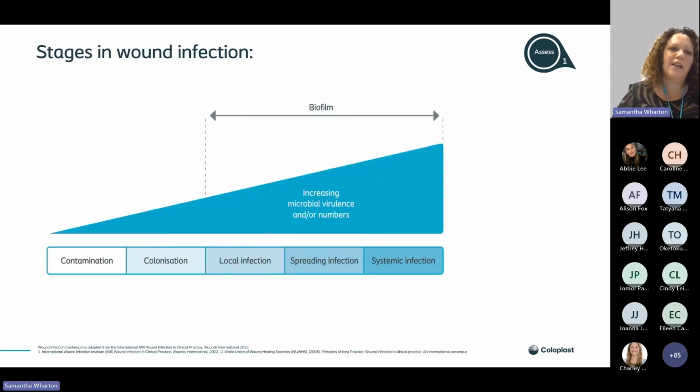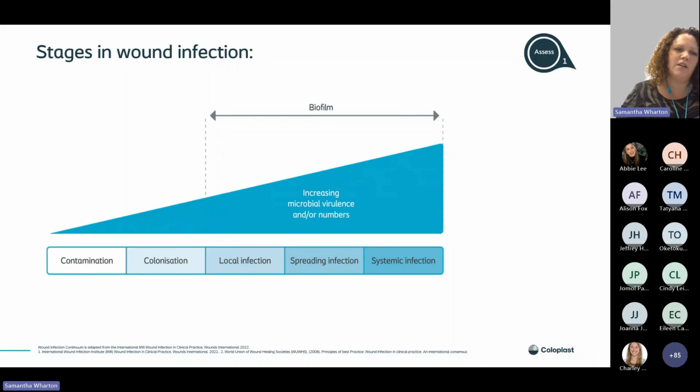Now we're just going to quickly take a look at the wound infection continuum. So this is the WIIW wound infection continuum, which goes from contaminated down to your systemic signs of infection, and obviously biofilm sits across all of those.